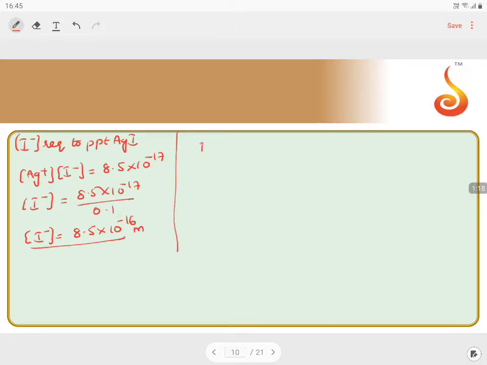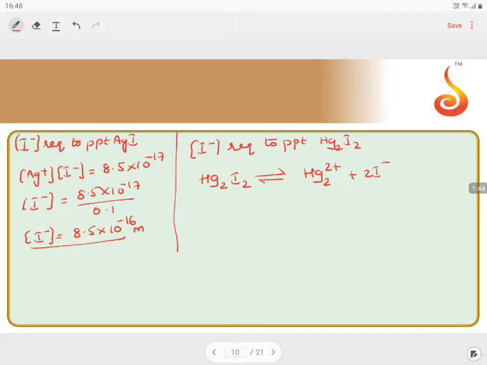Similarly, we find the concentration of I- required to precipitate Hg2I2. First we'll split this particular compound, because many times this is where we make mistakes. It is not 2Hg; it is Hg2 2+, the mercurous ion, and 2I-. If you write it this way, your answers will never go wrong.